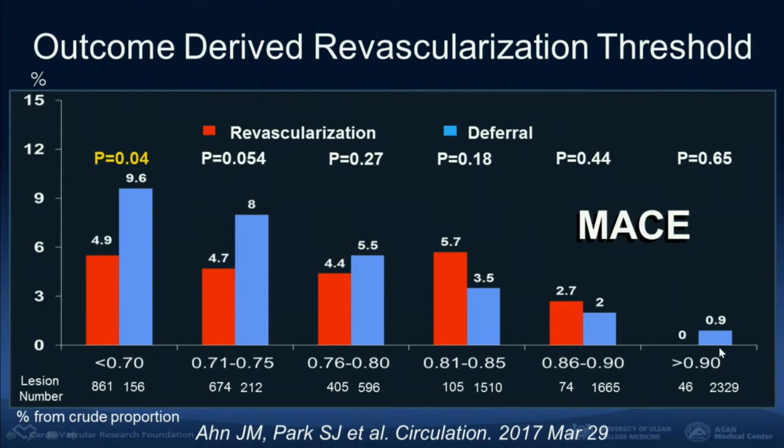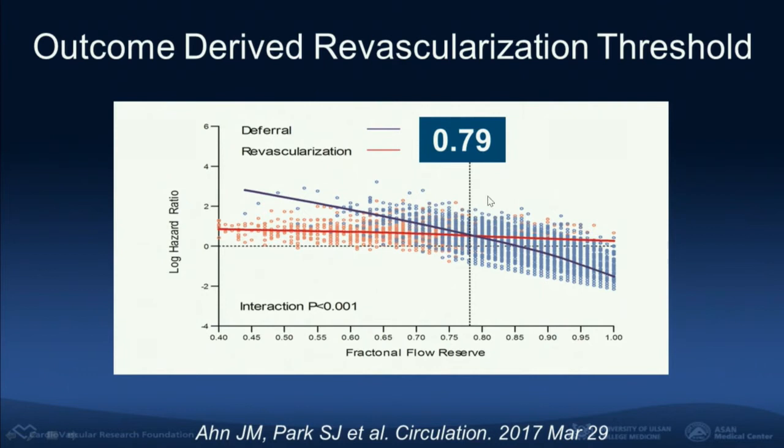High FFR, deferred lesion, low event, but low FFR, deferred lesion event is very high. Interestingly, revascularized lesion event is very constant. So the intersection of the two hazard curves is located at 0.79. This is very close to the contemporary revascularization threshold, FFR 0.80. So our findings support that the FFR cutoff value would be the ischemic threshold and the outcome-derived revascularization threshold. This is a very important advantage of FFR cutoff value.